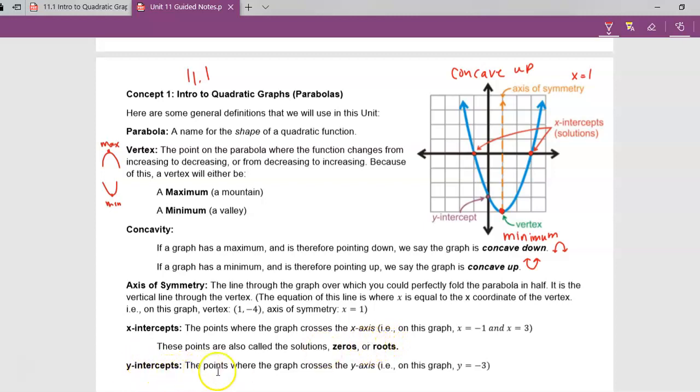Okay, the y-intercepts are the points where the graph crosses the y-axis. So on this graph, right here, it's crossing at y equals -3.